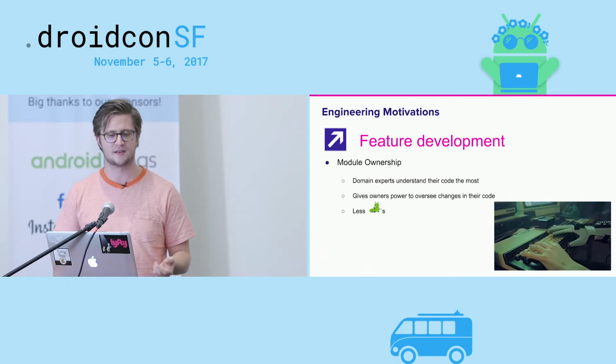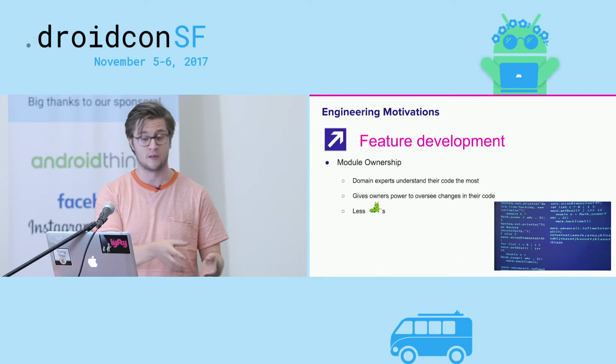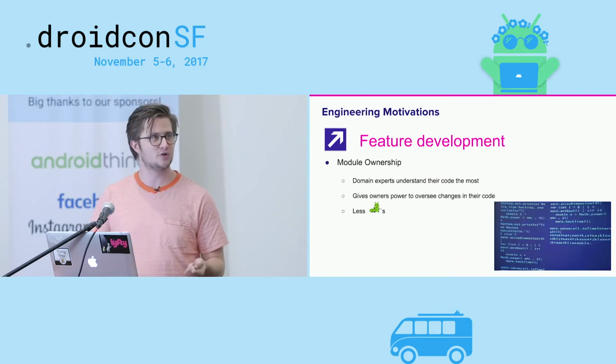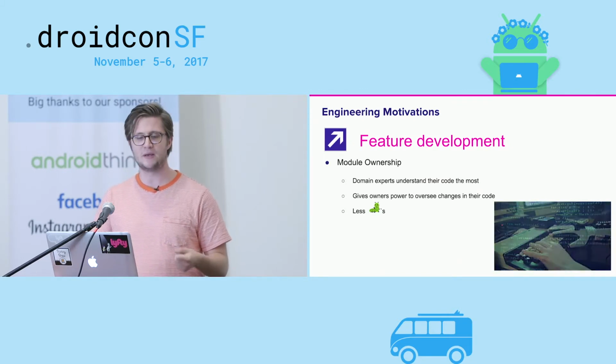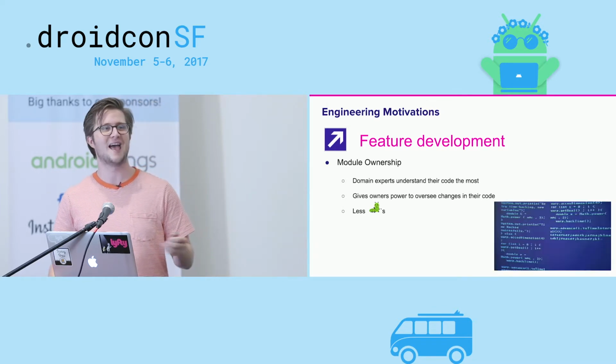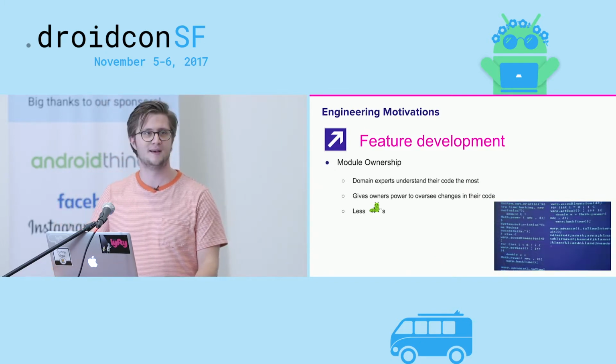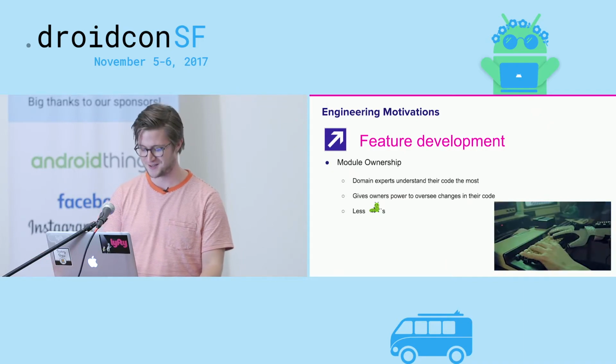And so as part of this, domain experts arise that understand the functionality of their code really, really well. And having modules with feature ownership means that we can give these owners the power to oversee changes in their code and to veto changes that may break things that were unforeseen for a newer member of the team or somebody who's new to the code base. And hopefully this leads to fewer bugs.